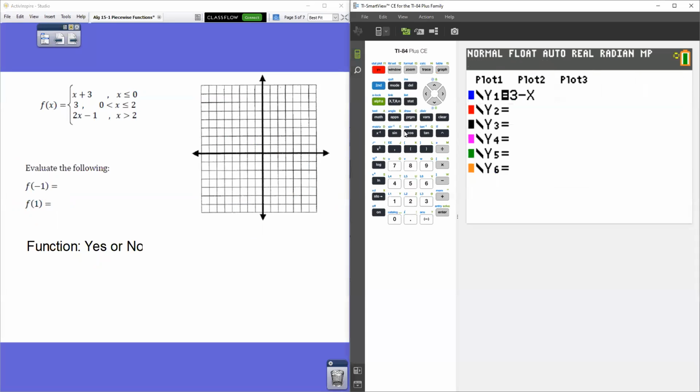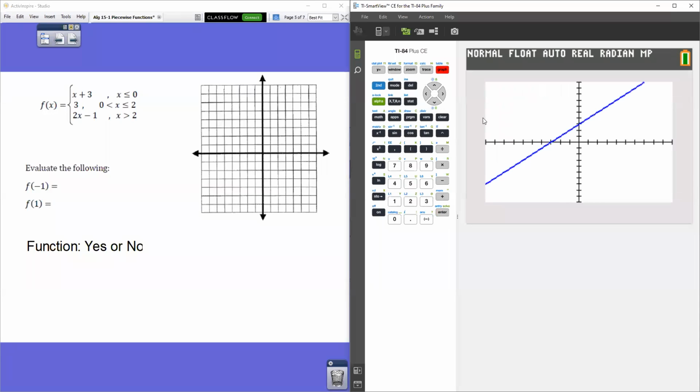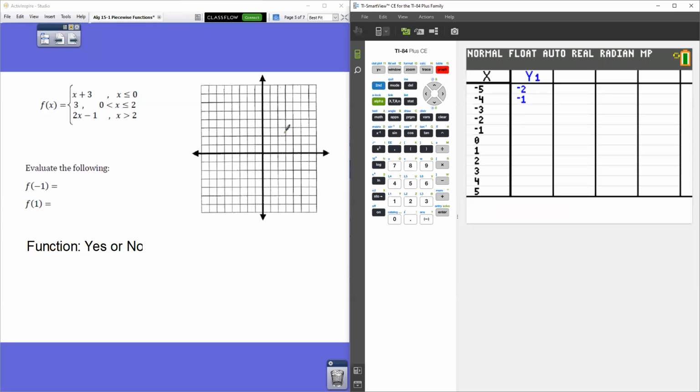So I'm going to go to my y equals, and I'm going to type in x plus 3. For x plus 3, it's going to look like that. So it's a line. I'm going to go to my table. I want all the numbers that are less than or equal to 0. So this is going to be a closed dot at 0 because of the or equal to. So at 0, it is 3. So I'm going to have a closed dot right there.